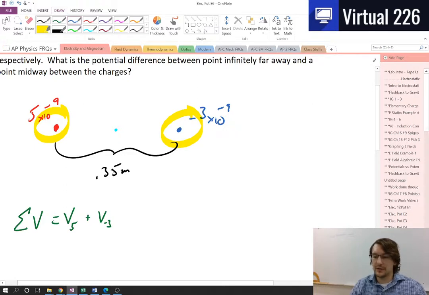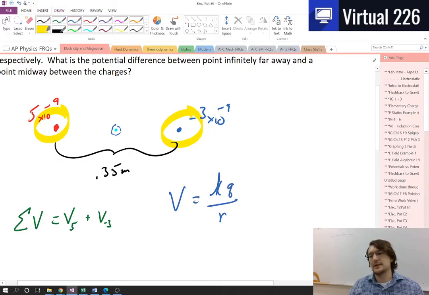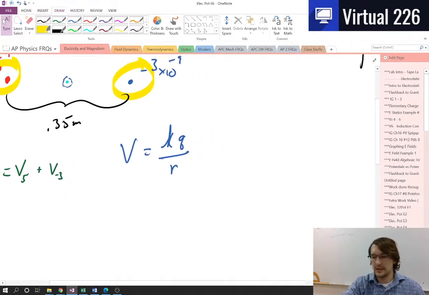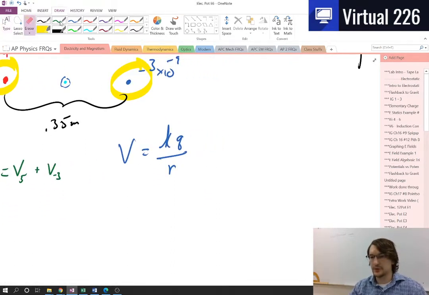So to find the voltage due to the 5 nanocoulombs at this center point, we just need to run the voltage equation, which for a point charge is KQ over R. And then that's going to be minus 0, because it's the final position minus the initial. That initial position is at infinity, which means that R is infinite, which means this is effectively 0. So this is all we need to do for both charges, and then add them up. So let's go ahead and do this.